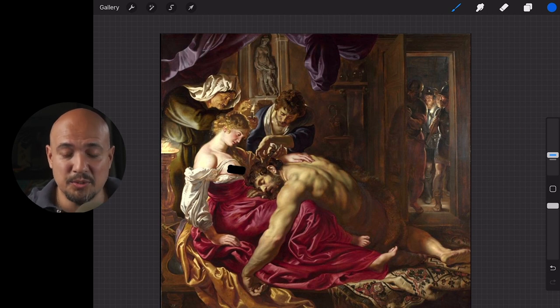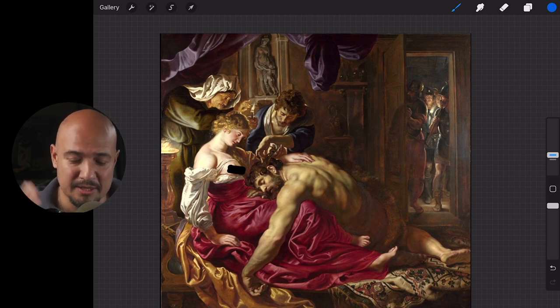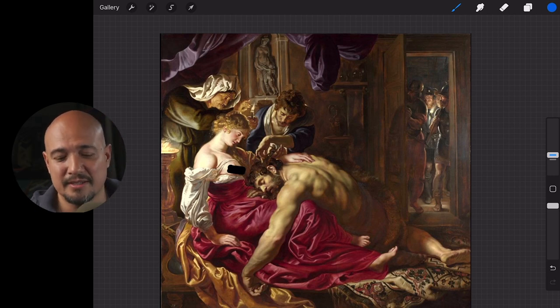So as you can see, Peter Paul Rubens did not use the rule of thirds. He used dynamic symmetry, right? He used the sinister diagonal, the Baroque reciprocal, and the horizontal lines to tell the story of Samson and Delilah. And again, if it's good enough for Rubens, it's good enough for you.